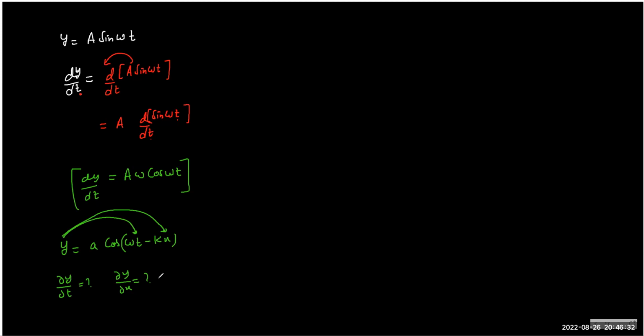And you know the rule of partial derivative. What is the partial derivative rule? When you take t as a variable, then everything else will be constant except t. And when you take x as a variable, then everything else will be constant except x. So tell me these two answers. Let me see if you have really understood the concept of differentiation.